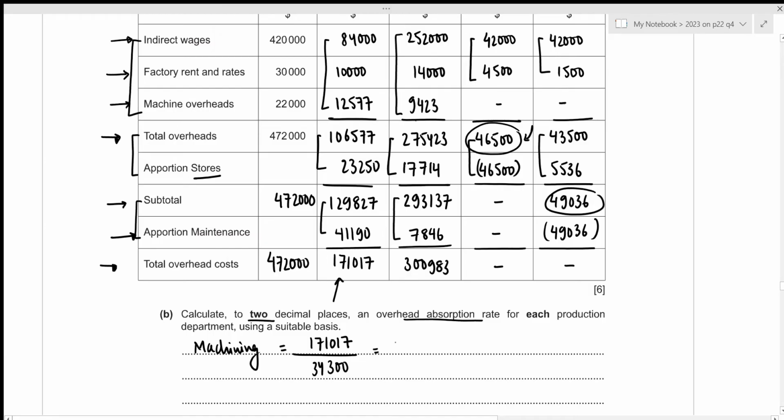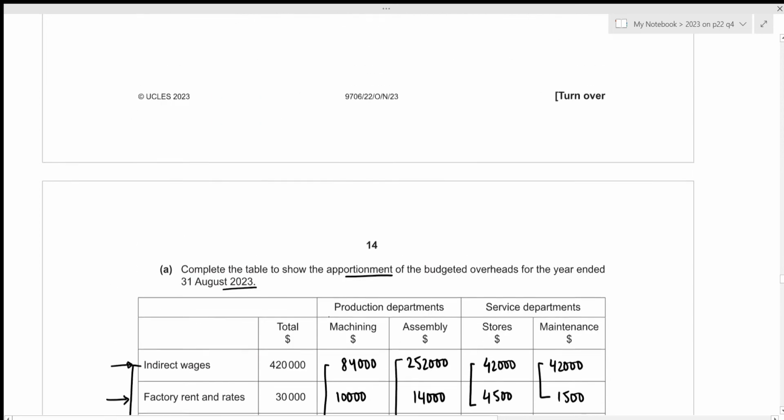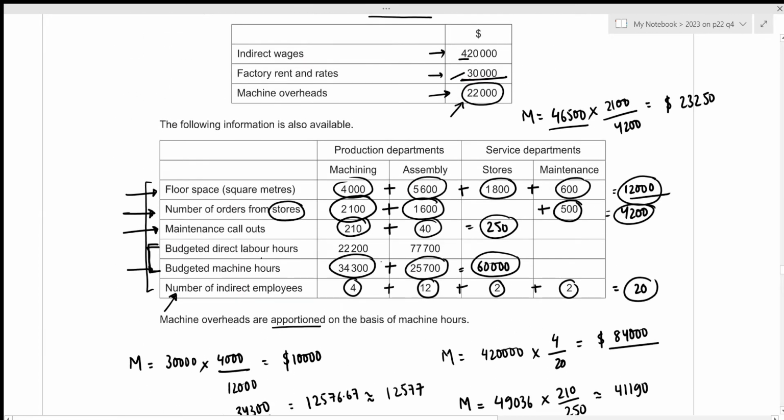This will give our overhead absorption rate for machining department to be 4.99 per machine hour. We repeat the same process for the assembly department. We start with the total overhead, which is 300,983. Then again, we need to compare the budgeted direct labor hour and the machine hour.